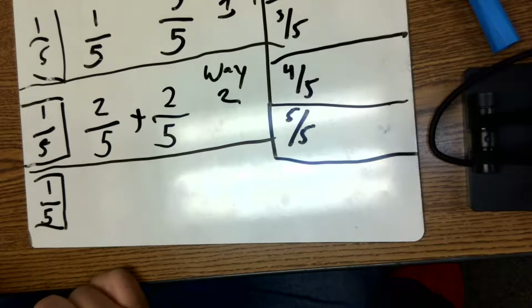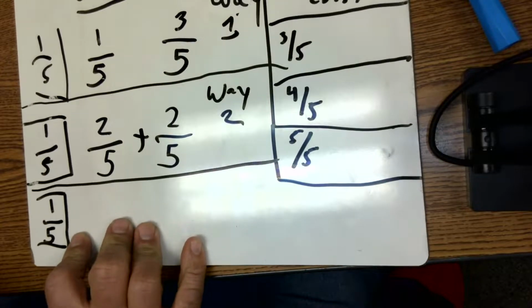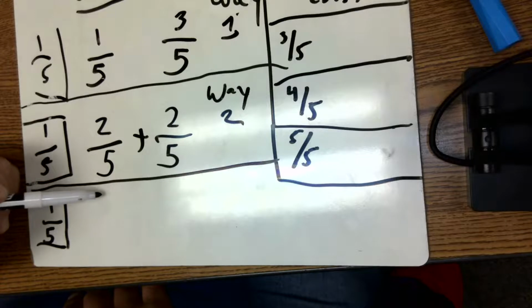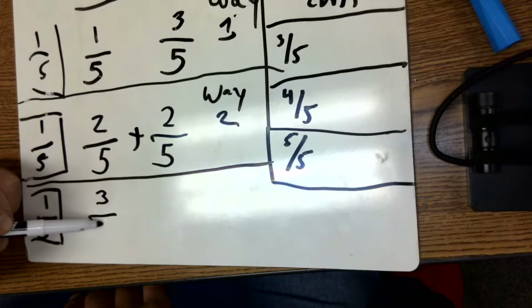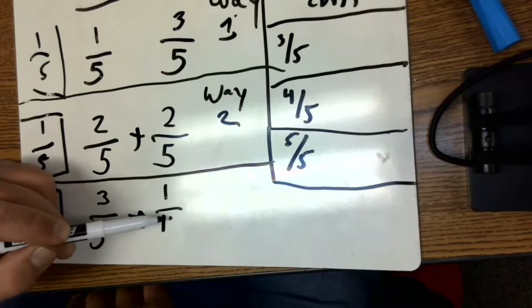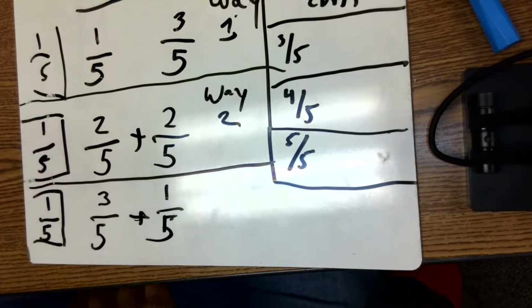Look at the pattern. Look at the pattern. The pattern compels you. What's the pattern say? Nobody? What if Jackie ate 3/5 and then Enrique only gets 1/5? Do you see that? Yes, Piper.